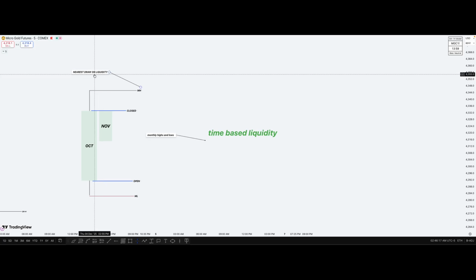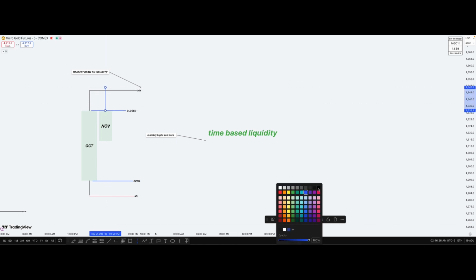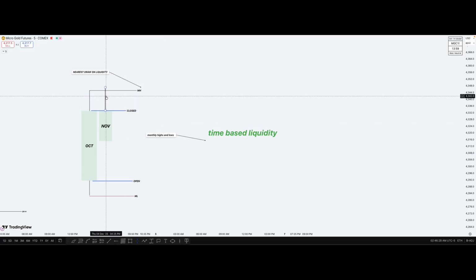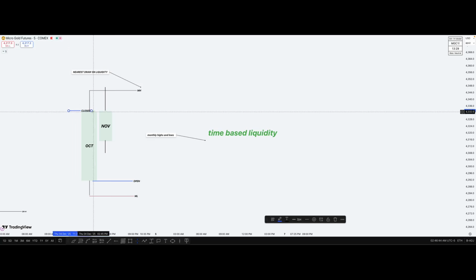This is the nearest draw on liquidity. So we will expect that when the November candle opens, it goes and takes out this. It goes and takes out the monthly high and then does whatever it wants to do. And if it closes something like this, the price opened, this is the closing price, let's mark this, the previous candle's closing price, right?